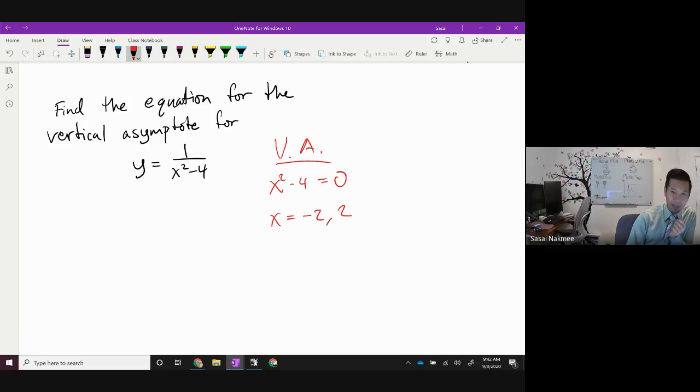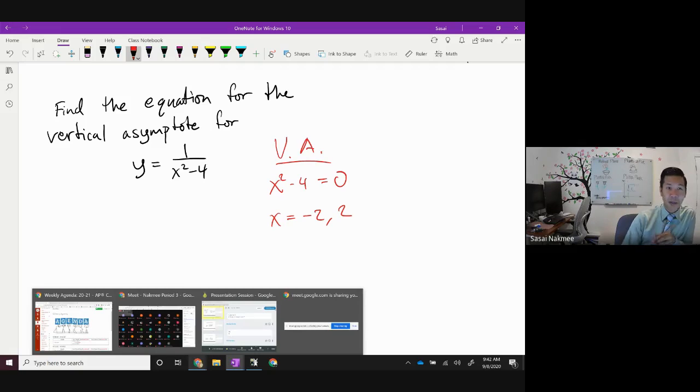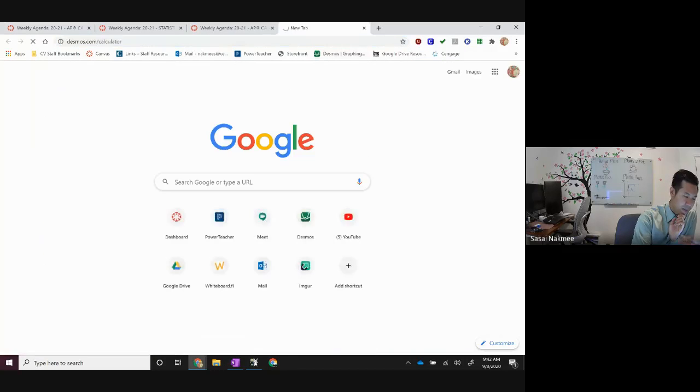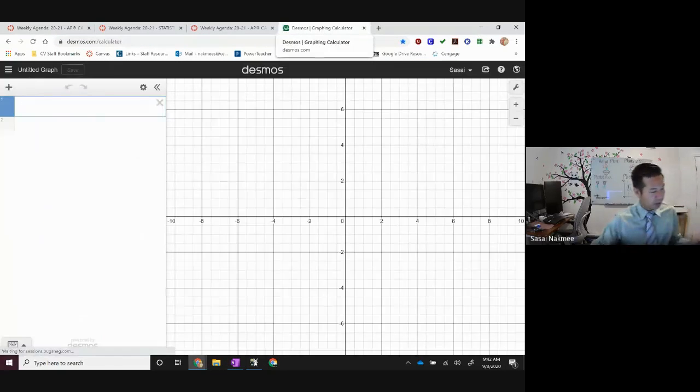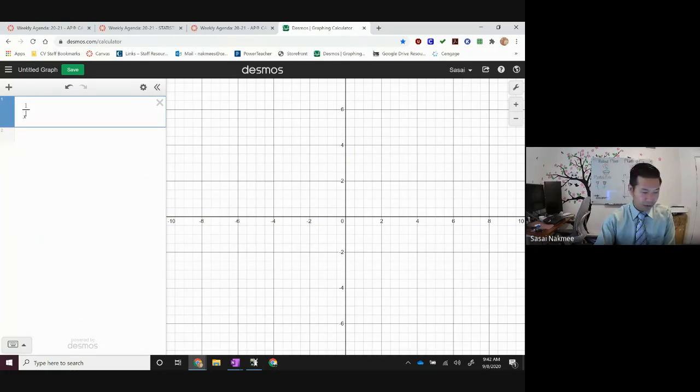And the other way we can look at this is graphically. So let me go over here. Let's open up my graph real quick and just plug in 1 over x squared minus 4.